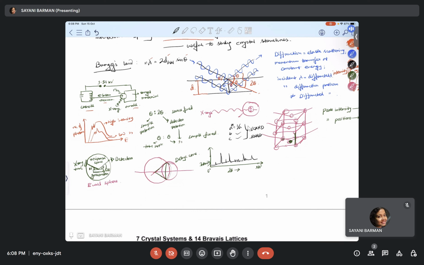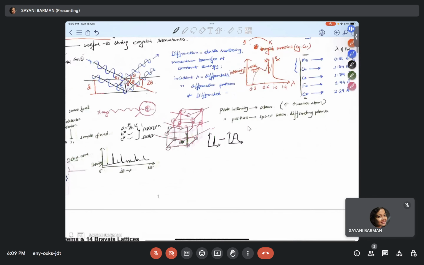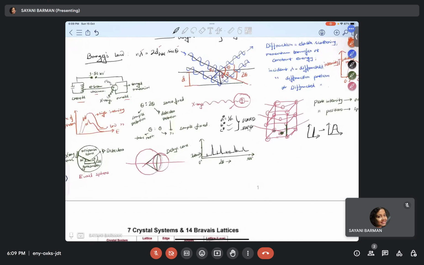So what happens basically? Let's say for A, B, C, you get a peak like this. But for A star, you will get a peak like this. So it will be the FWHM, full width at half maxima. Right. So from this, it will be easier to understand about the crystal structure. Okay. So these are very basic things.